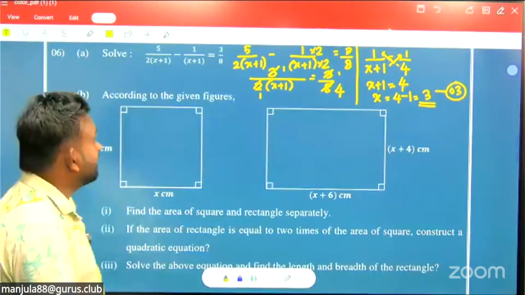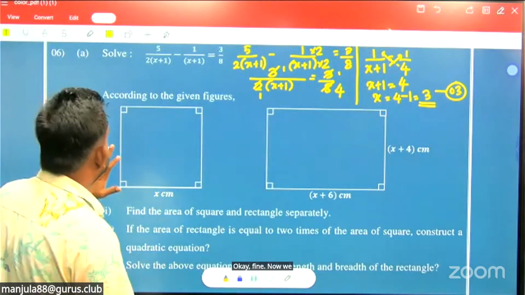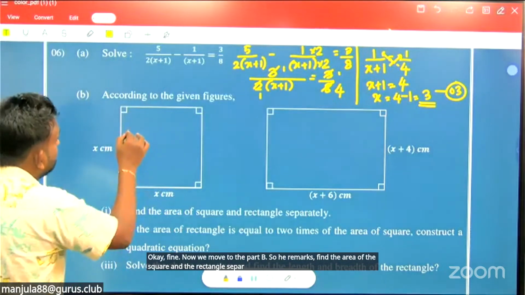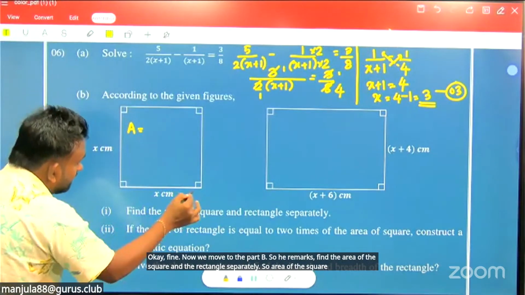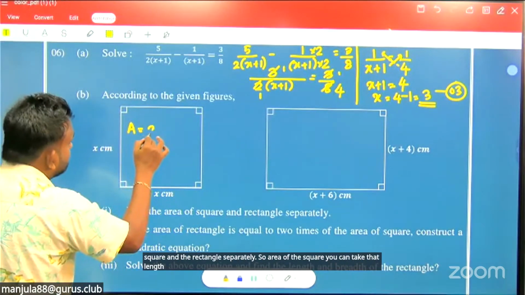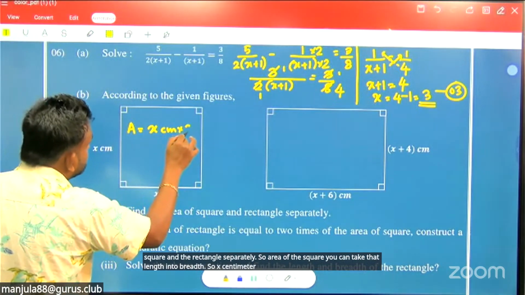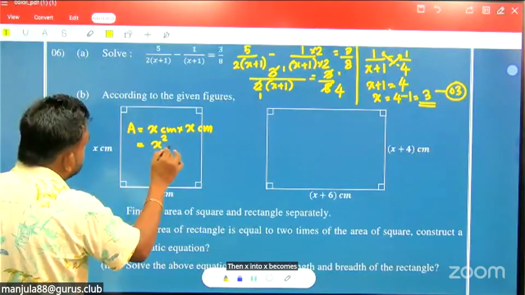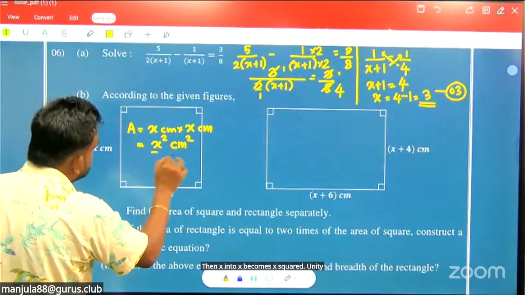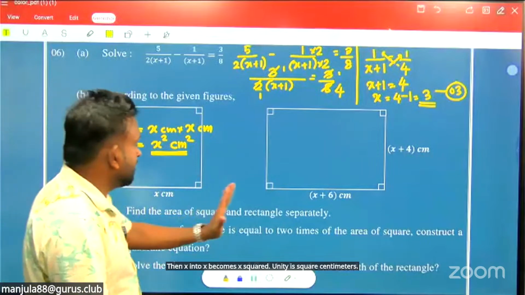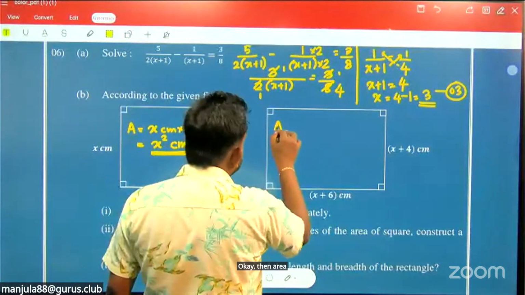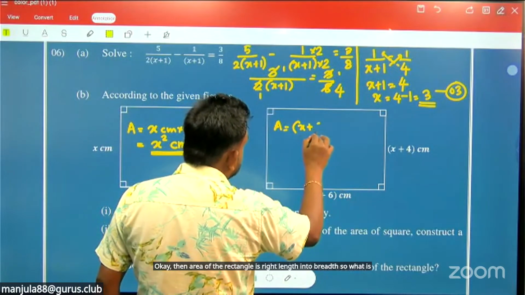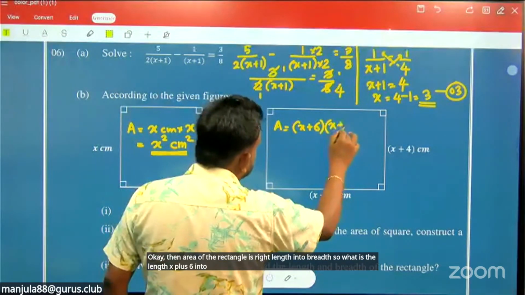Okay, fine. Now we move to part B. Here, 3 marks. Find the area of the square and the rectangle separately. Area of the square is length into breadth, so x centimeter into x centimeter. Then x into x becomes x squared. The unit is square centimeters. Then the area of the rectangle is length into breadth. What is the length? x plus 6. Breadth is x plus 4.